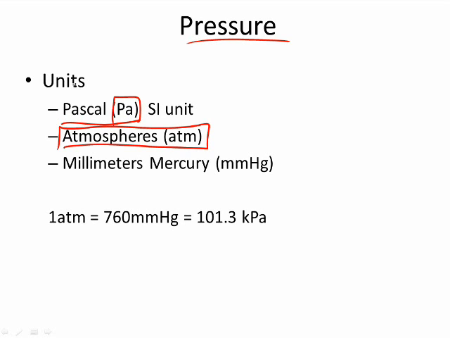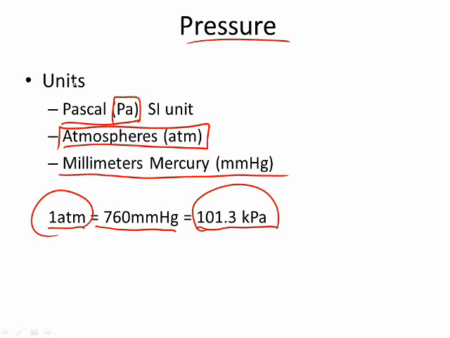Another unit is atmospheres, and it's still another millimeters of mercury. One atmosphere equals 760 millimeters of mercury, which equals 101.3 kilopascals. Now, usually we'll use kilopascals or atmospheres. The 760 millimeters of mercury came from that barometer, and that's how high 1 atmosphere would push a barometer of mercury up, 760 millimeters, which is just 0.76 meters.